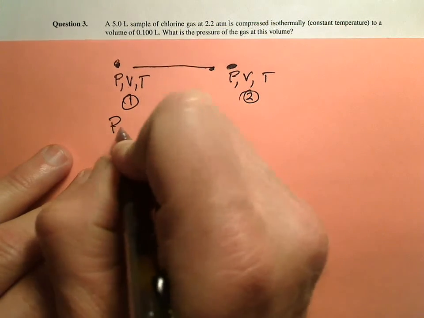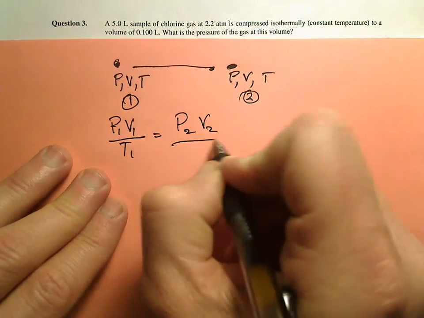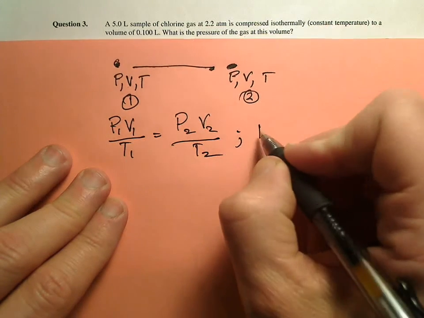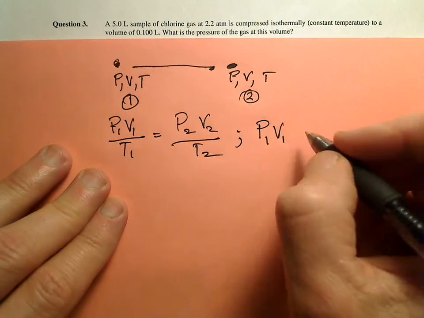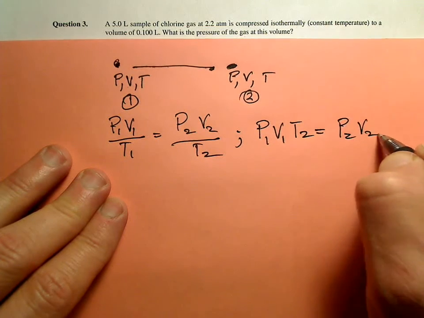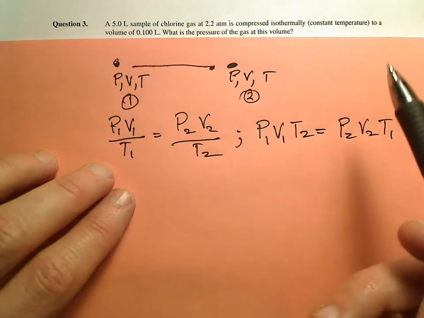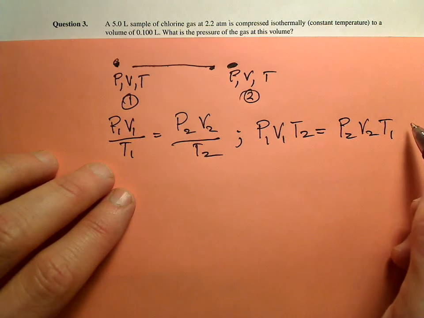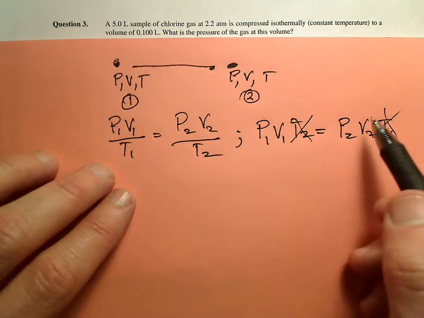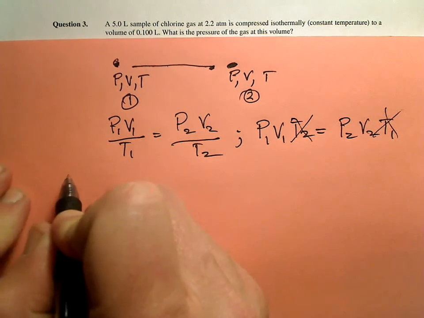We know that P1 V1 over T1 is equal to P2 V2 over T2. Or we can rearrange this and say P1 V1 times T2 is equal to P2 V2 times T1. But check this out. Since the temperature is the same, we really don't have to even worry about the temperatures. We can get rid of them because they're the same number, whatever they happen to be. It doesn't matter. So that simplifies.